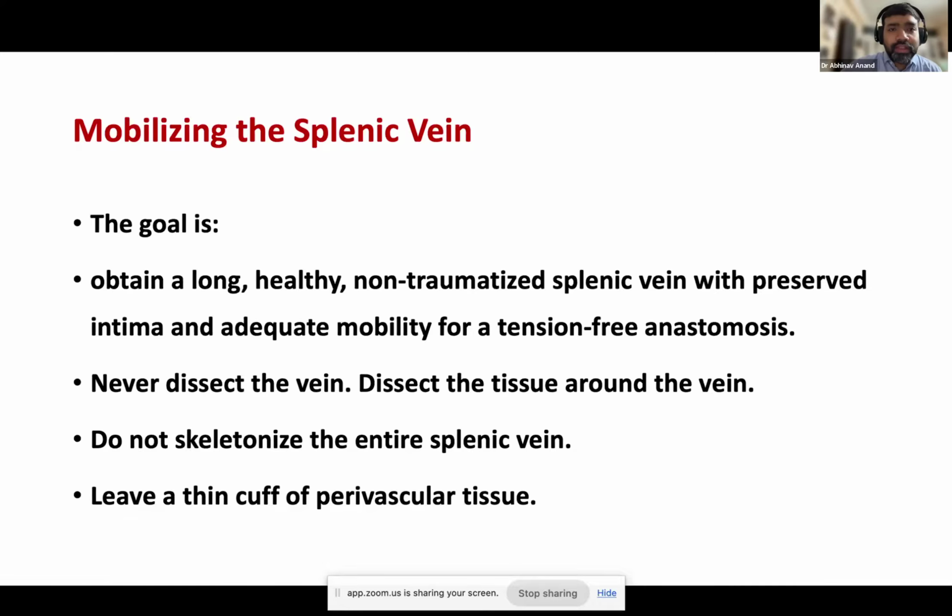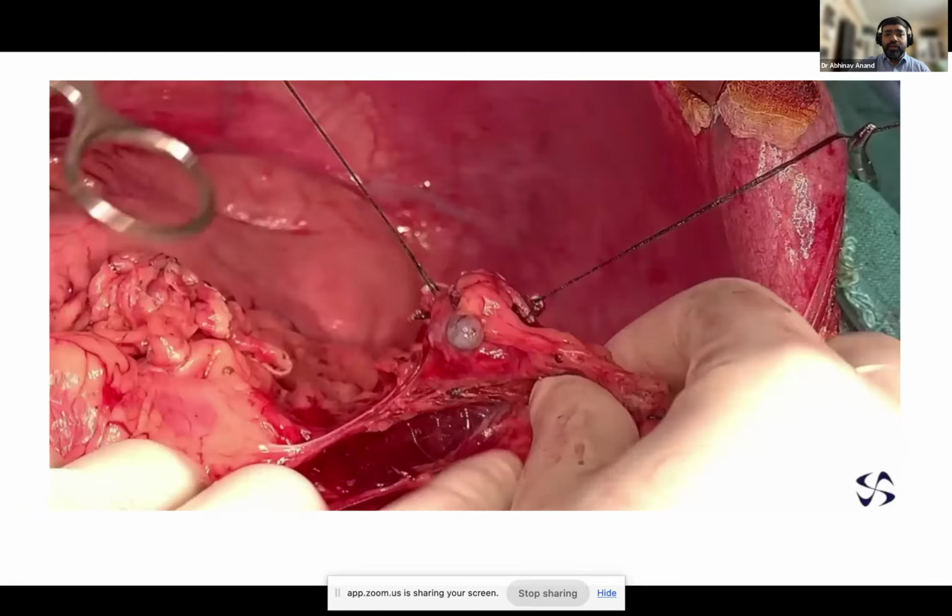After doing that, we go on to mobilize the splenic vein. Here the goal is to have a long, healthy, and non-traumatized splenic vein with adequate mobility for the tension-free anastomosis. So the idea is to never dissect the vein. We dissect the tissues around the vein. We do not have to over-skeletonize the entirety of the splenic vein, and we ideally leave a thin cuff of perivascular tissue around.